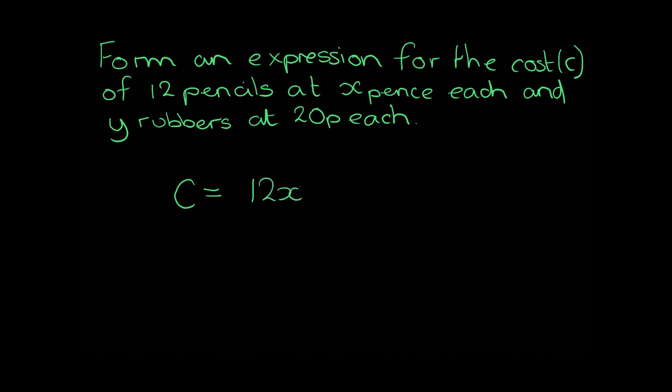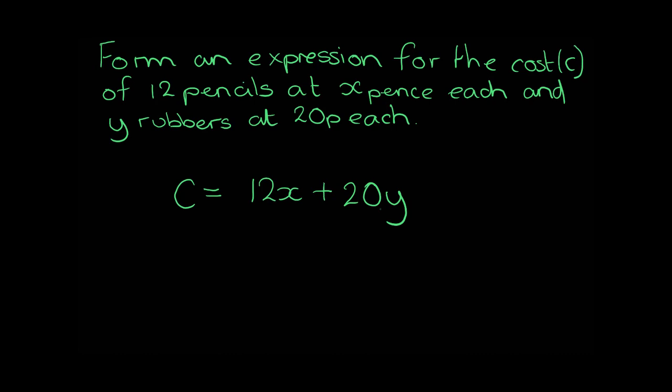Then it tells us about the rubbers. So "and" translates into an addition sign in our expression, and we want Y rubbers at 20 pence each. So again, if that said 3 rubbers at 20 pence each, you do 3 times 20. So we need to do Y times 20. And we're going to turn that around when we write it down because it's conventional to put the ordinary number at the front and the letter at the back. So that will give us 20y. So that's the expression that they're looking for.